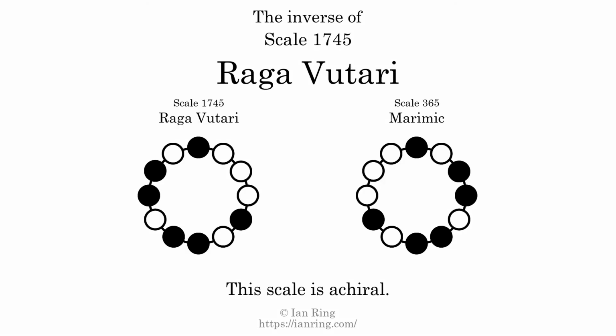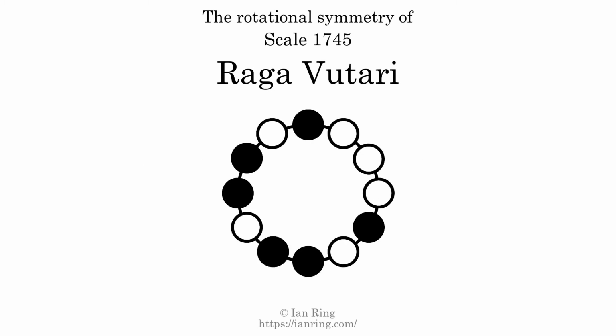The inverse of a scale is a mirror image. It is what you get when the sequence of intervals is reversed. The inverse of this scale is scale 365, also known as merimic. This scale is achiral, since it can transform into its own reflection by a rotational transformation. This scale has no rotational symmetry.